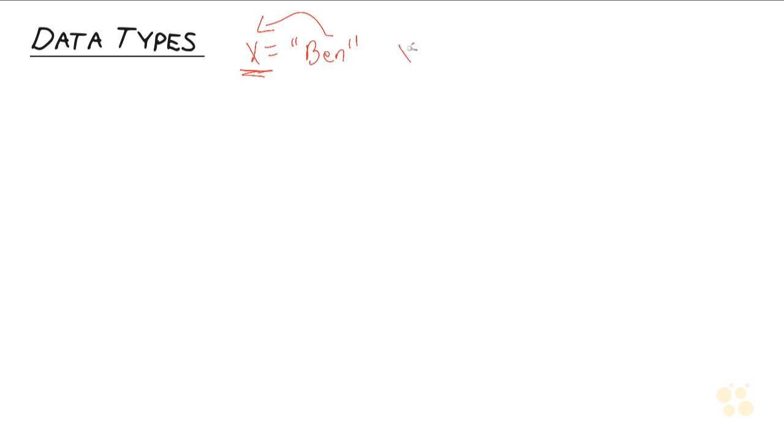I can't now say x equals x plus 5 because it doesn't make any sense to add 5, a number, to a string Ben. What is Ben plus 5? That's confusing. You can say x equals x plus quotes 5, and that'll add the number 5 onto the end of the string, so it will become Ben 5. But that's different than x equals x plus 5, because here, without the quotes, I'm using a numeric value data type, an integer specifically.